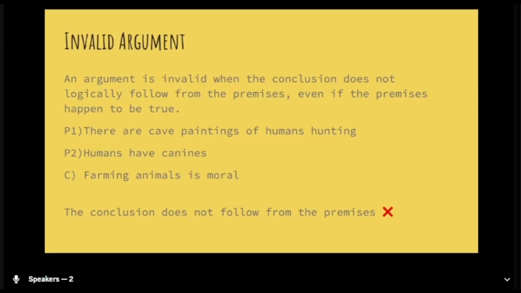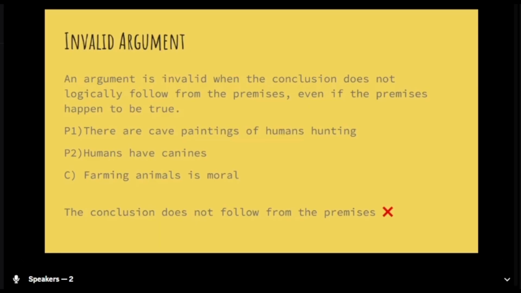Very often online, you see people just make random claims. Here's an example of an invalid argument. Premise 1, there are cave paintings of humans hunting. Premise 2, humans have canines. Conclusion, farming animals is moral. In this argument, premise 1 and premise 2 are true. There are cave paintings of humans hunting. Humans do have canines as a species, but the conclusion is not related to the first two premises. The first two are true, the conclusion does not logically follow. You can just then say, okay, that argument is invalid.